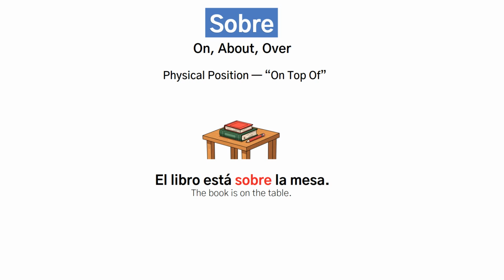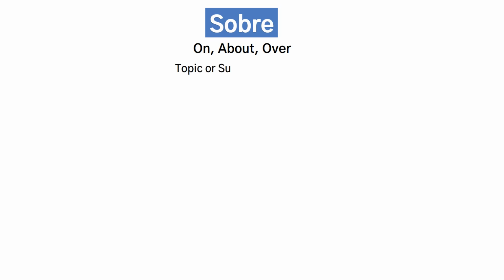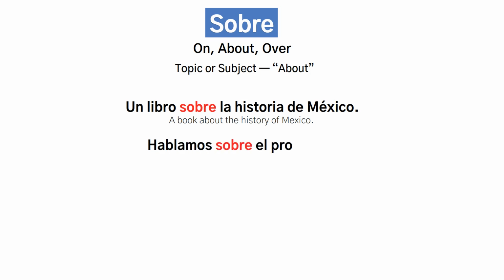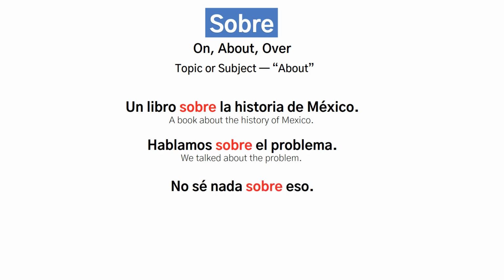More commonly, you'll use sobre to mean about when discussing topics. Un libro sobre la historia de México, a book about the history of Mexico. Hablamos sobre el problema. We talked about the problem. No sé nada sobre eso. I don't know anything about that. When you're introducing the subject matter of a conversation, a book, a película, or a thought, sobre is your word.